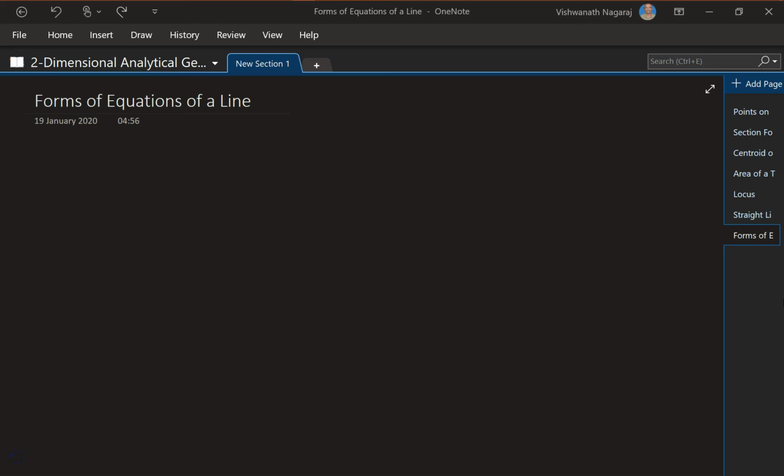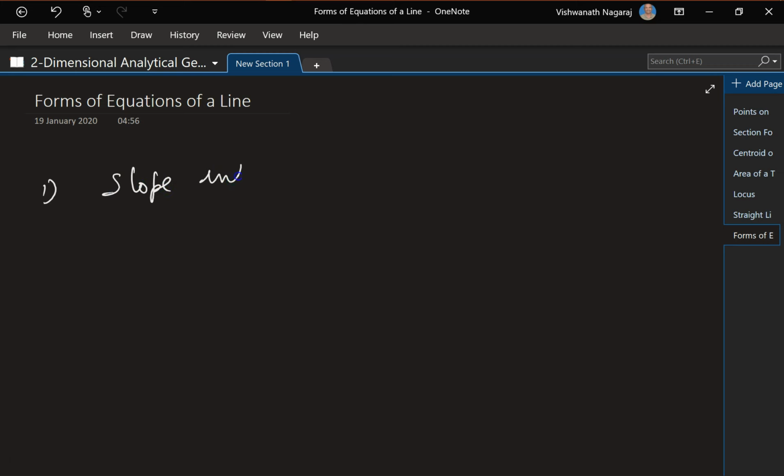Now, these equations of a line can be written in different ways. They all will mean the same thing, but by writing them in different ways, it makes it easier to understand certain aspects of that line. So let's look at these various forms in which we can write the equations of lines.